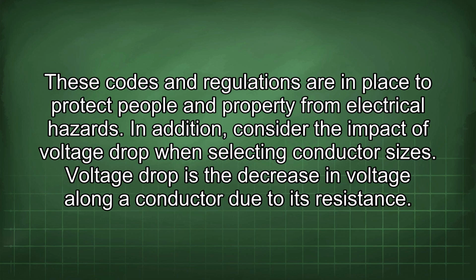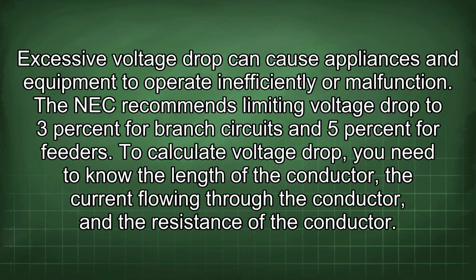In addition, consider the impact of voltage drop when selecting conductor sizes. Voltage drop is the decrease in voltage along a conductor due to its resistance. Excessive voltage drop can cause appliances and equipment to operate inefficiently or malfunction. The NEC recommends limiting voltage drop to 3% for branch circuits and 5% for feeders.